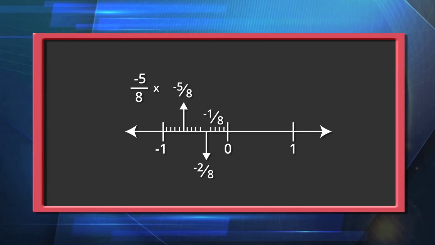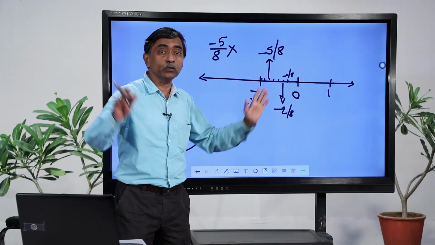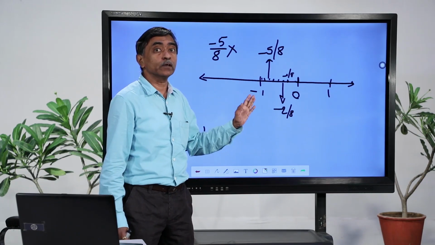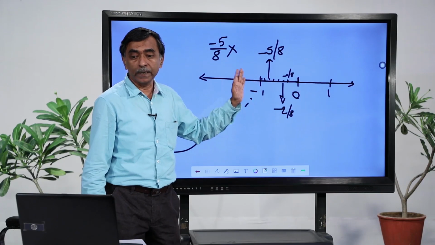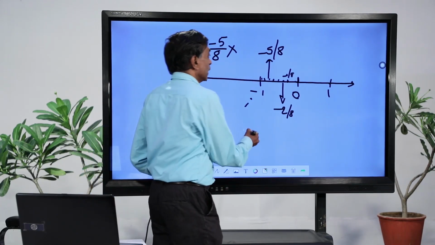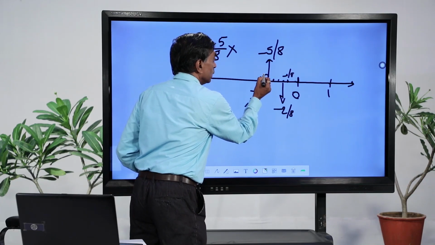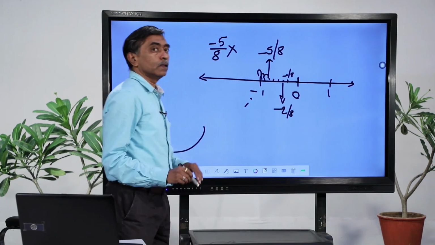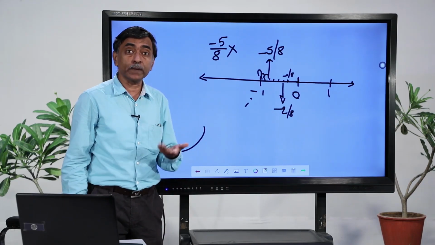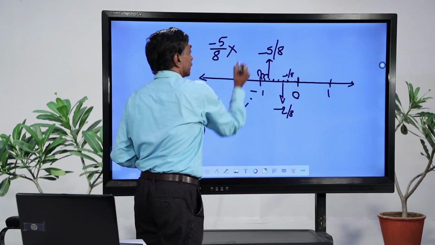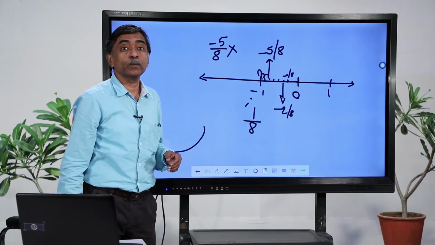So you plotted a number line, you represented minus 5 by 8 on the number line, divided this into equal parts and saw which particular integer is nearest to minus 5 by 8, and then you can see how many jumps are there. There are 3 jumps, 1, 2 and 3. 3 jumps of how much distance in each jump? There are 1 by 8, 1 by 8. One jump will cover a distance of 1 by 8.